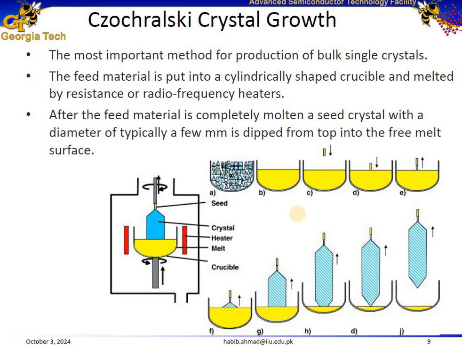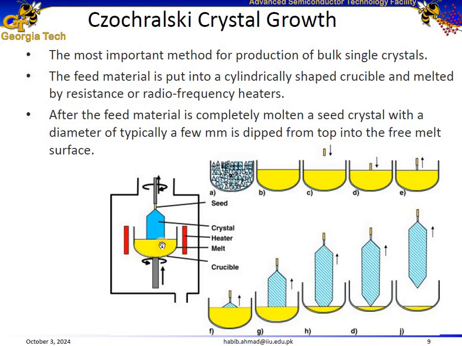Here is another depiction of the same process. The Czochralski's process is critical for producing large high-purity single crystals, especially for materials like silicon used in the semiconductor industry. The feed material, for example silicon, is placed in a cylindrical crucible. You can see it over here. It's in granular form, so it's placed inside this crucible, and then it's heated to above the melting point of silicon using either resistance heaters or radio frequency heaters surrounding the crucible.